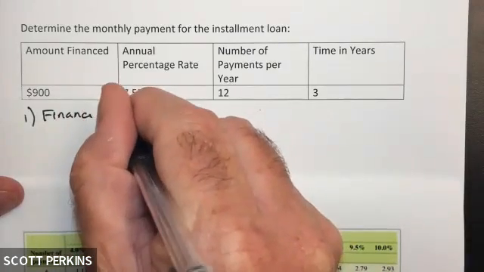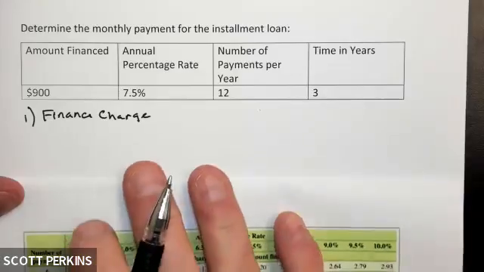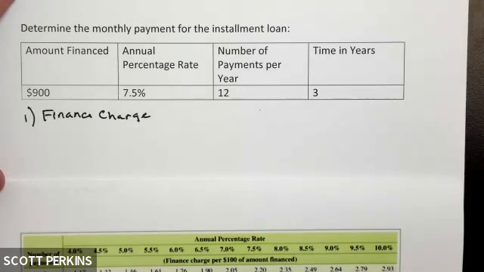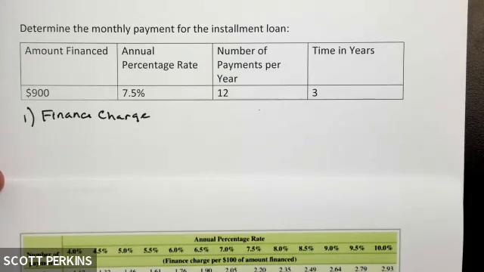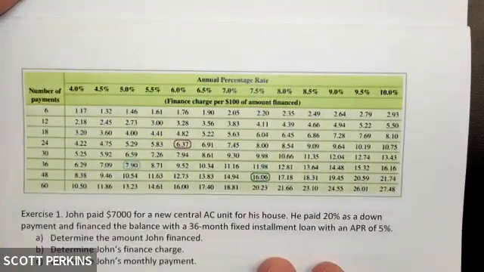So we need to figure out the finance charge, and we do that using the chart. Remember, the finance charge is the amount of money that you get charged to borrow this money and pay for something else. So we are going to use this table. So here's the table that we use for the finance charge.